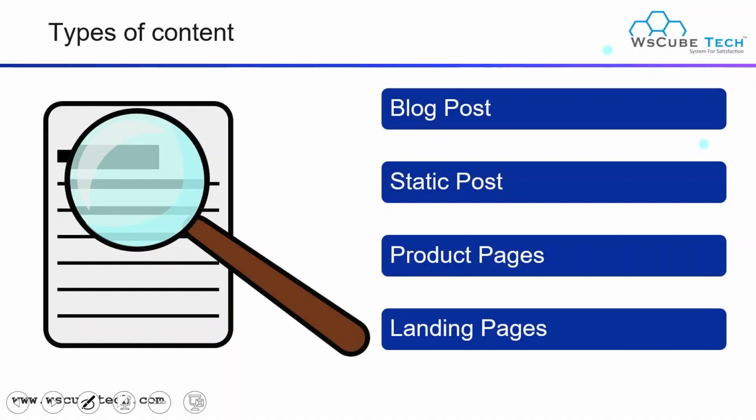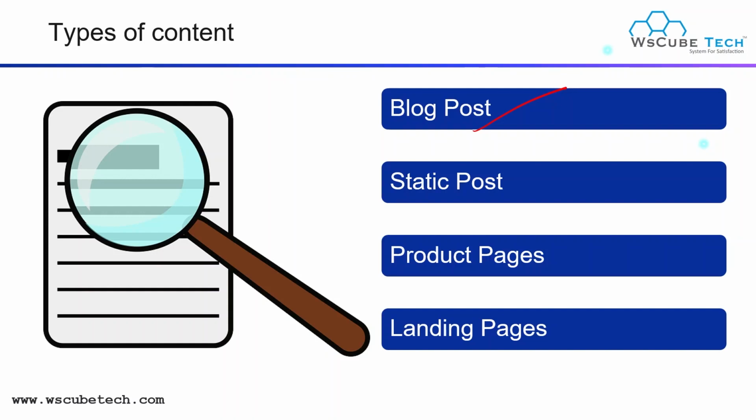So before starting with your content optimization, let's understand what the types of content available on your website are. Let's start with the first one, that is your blog post. That is the most widely used format. That can be in the form of articles, lists, how-to guides, press releases or any journal information.